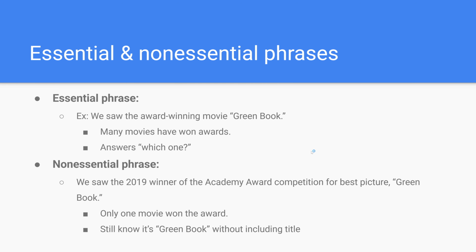Now, non-essential phrase. Here we're still using the phrase Green Book. So we saw the 2019 winner of the Academy Award competition for Best Picture, Green Book. We're still using that same phrase, but if you look at the way it's used compared to the rest of the sentence, since we have all of that other information in our primary sentence, the 2019 winner of the Academy Award competition for Best Picture, we don't really need to have the name Green Book in there. We know which one it is because there's only one.